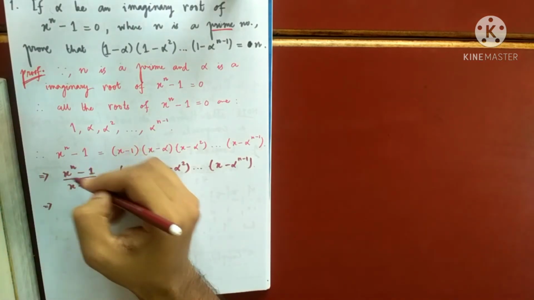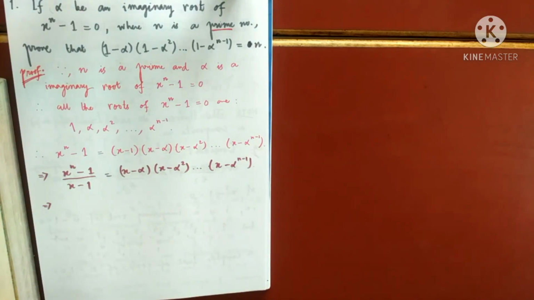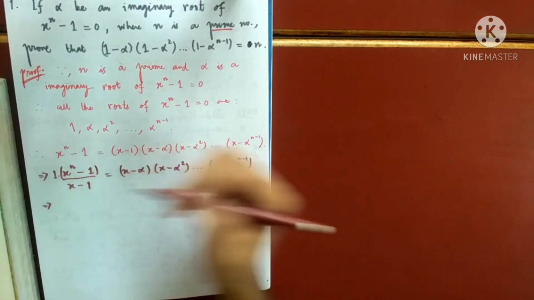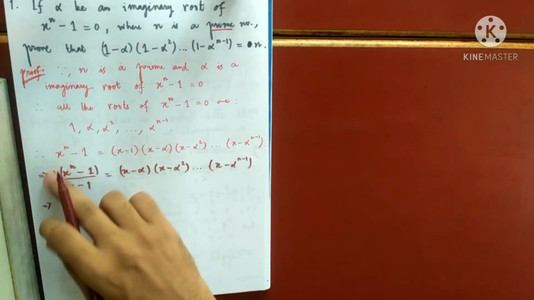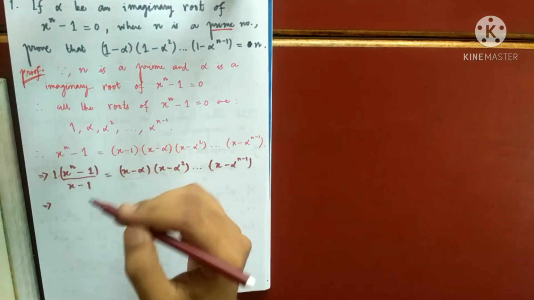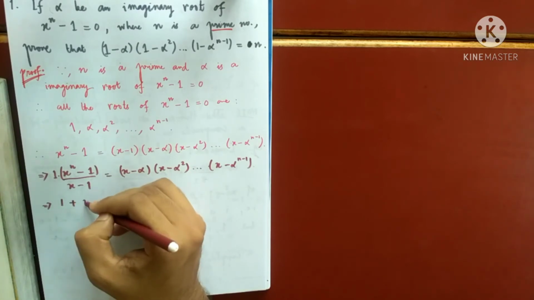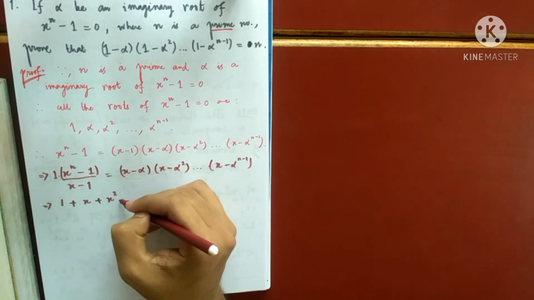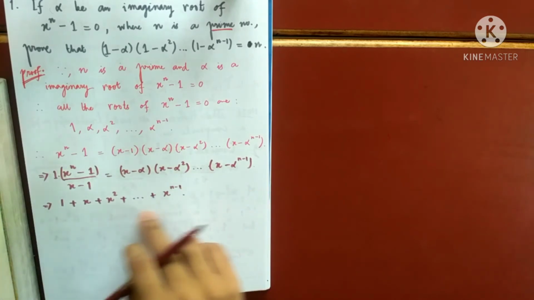Otherwise, you see, this is the formula for GP, right? What is the formula for finding the sum? a into r to the power n minus 1 by r minus 1. So a here is 1, r here is x. So this is the formula for the sum of the GP. That means what exactly is the GP? GP is this: 1 plus x plus x square and so on up to x to the power n minus 1, because that will make n terms.